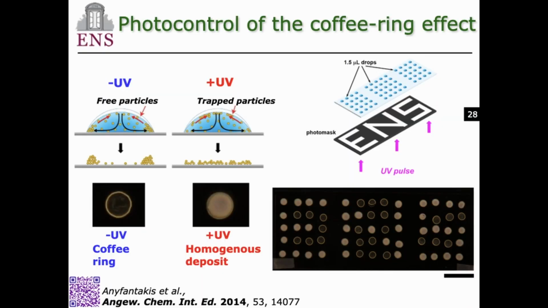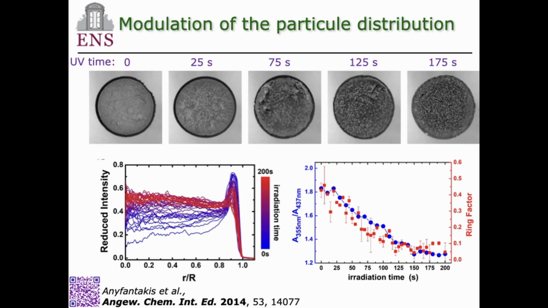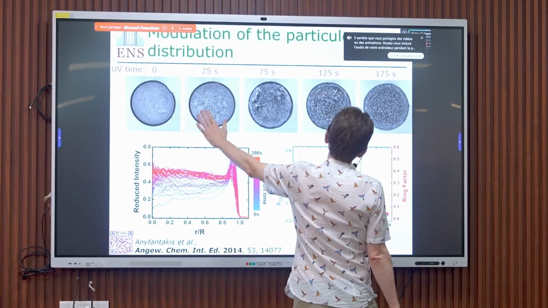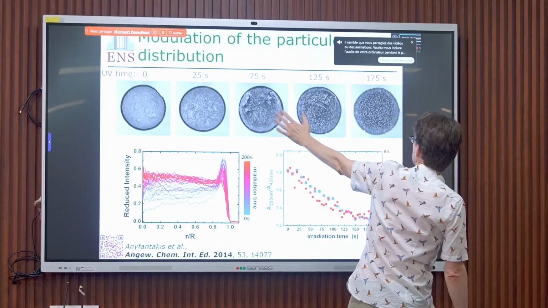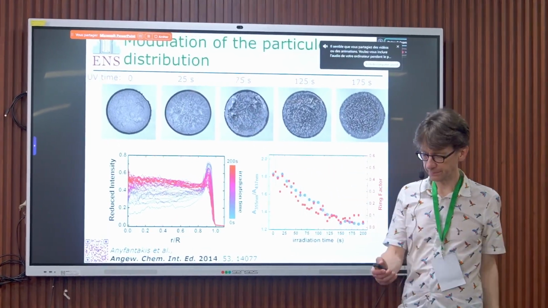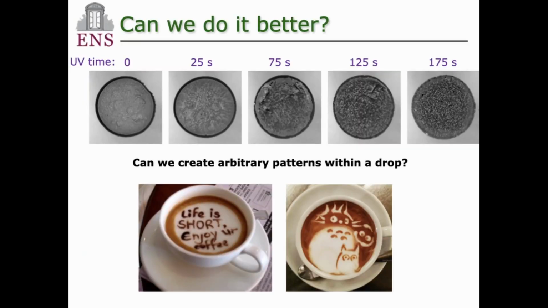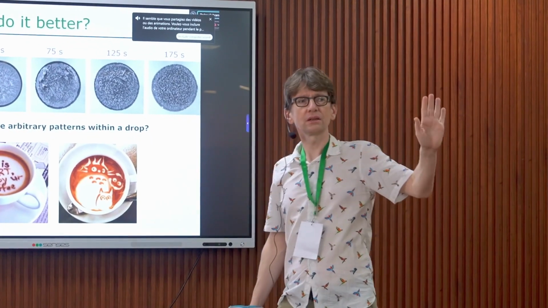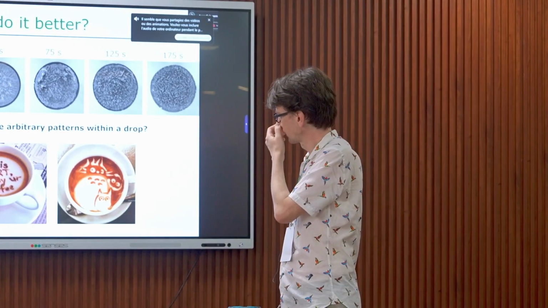If you can do this with many droplets, you can do this kind of patterning. And by adjusting the amount of light, you can go from very marked ring to a uniform disk, and you can make some transition in between. But this is at the level of the drop. So it's like I decide if my drop is a ring or I decide if my drop is a disk.